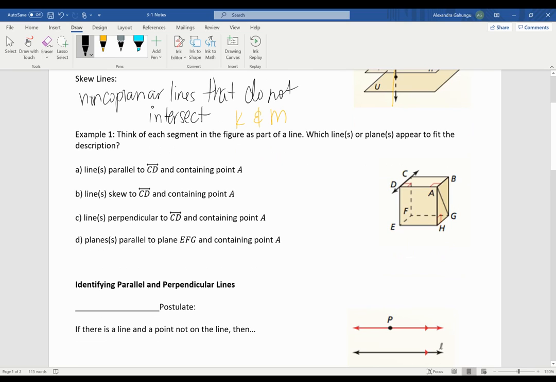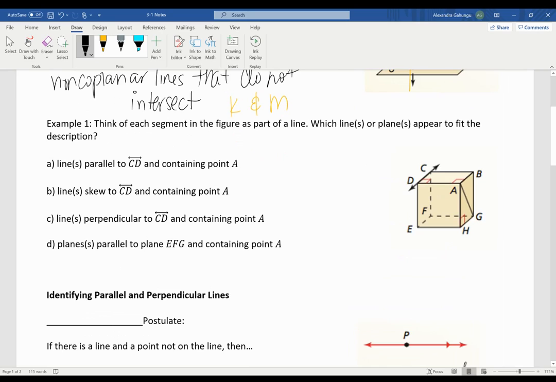Our next question is just to look at some more of these to practice. So we need lines parallel to CD. So parallel to CD that contains A, we're going to find that to be line AB.